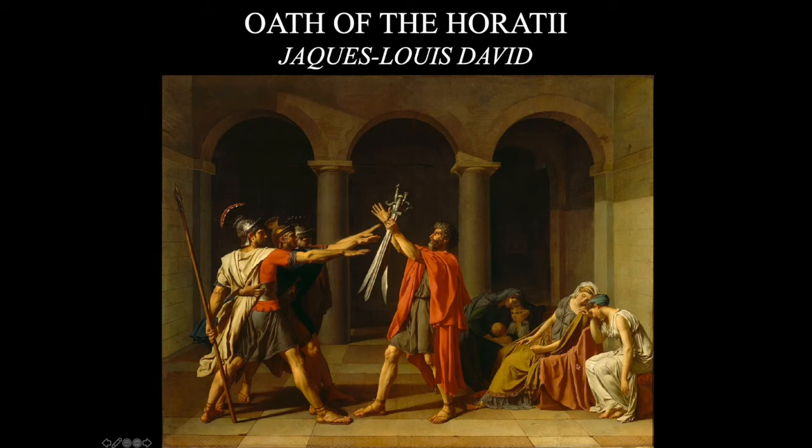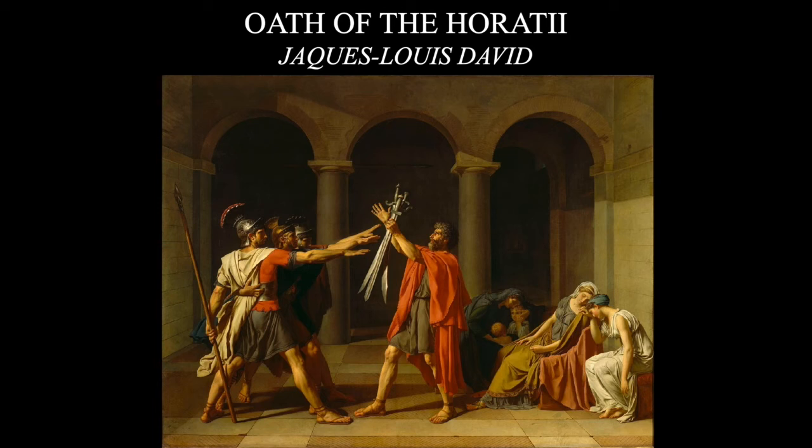Now why are they sad besides that their brothers are going off to fight to their possible death? Well, one of the women back here with the two children, she's married to one of the Curiatii family. This woman here is betrothed to another one of the Curiatii brothers. So there's a big soap opera effect that's going on in this painting. It's got a great narrative.